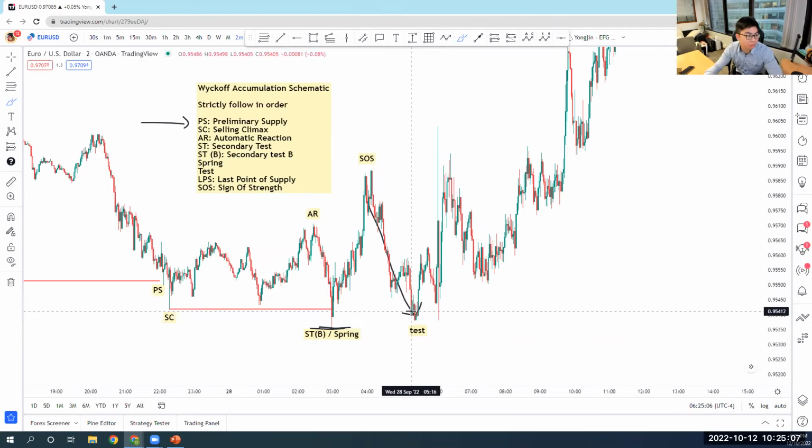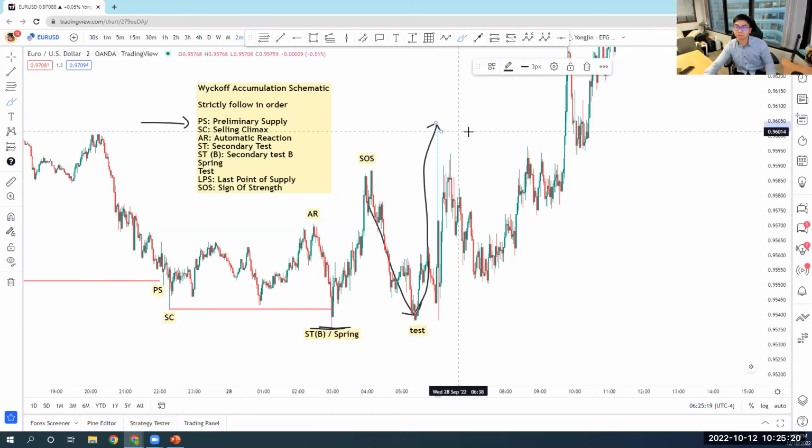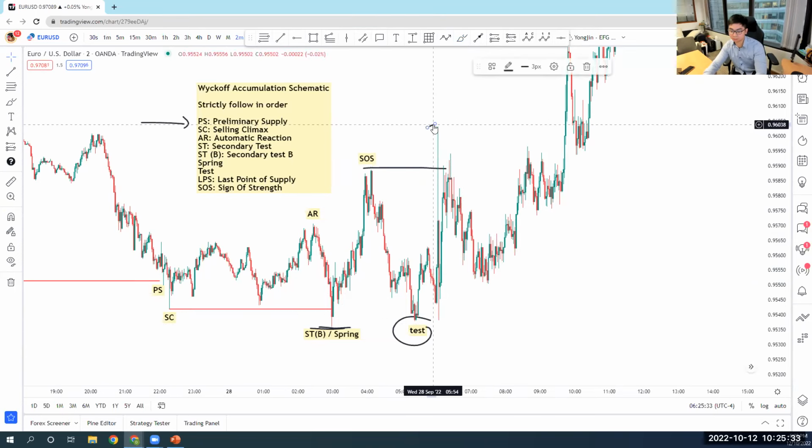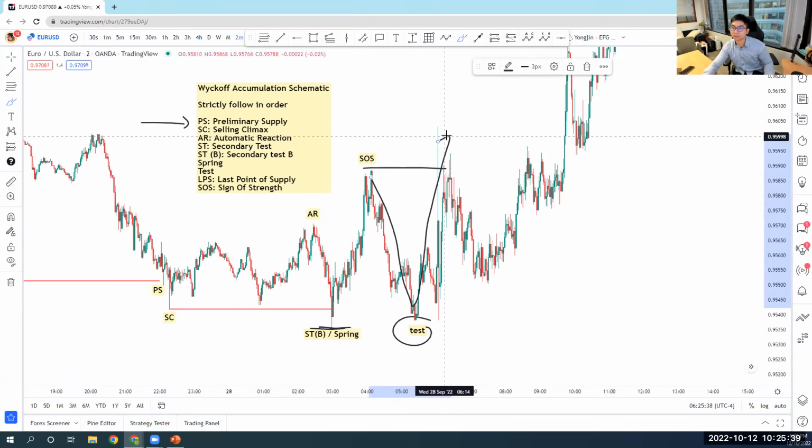So what we want to wait for is, this is no FOMO. This method involves a lot of no fear of missing out. You do not have to have a fear of missing out. Price goes back up from the test to form a higher high, breaking the sign of strength and also breaking the test. So let me draw it nicely. Price goes down, goes up, clears the high. But this is where we do not enter yet.